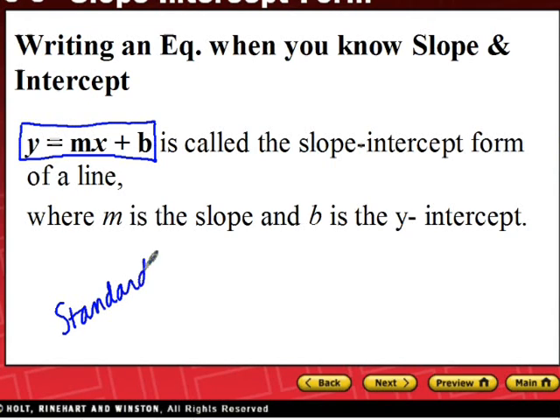Standard form has different letters, mostly: ax plus by equals c. And we have the slope formula. So we've got a lot of alphabet soup going on. M is the slope, and b is the y-intercept. We don't use y for the y-intercept because then it would get confused with the x and y that stay in the equation. M and b get filled in with things, but y and x stay in the equation.